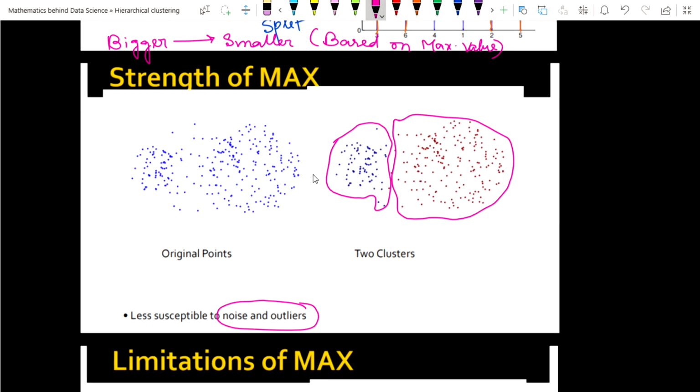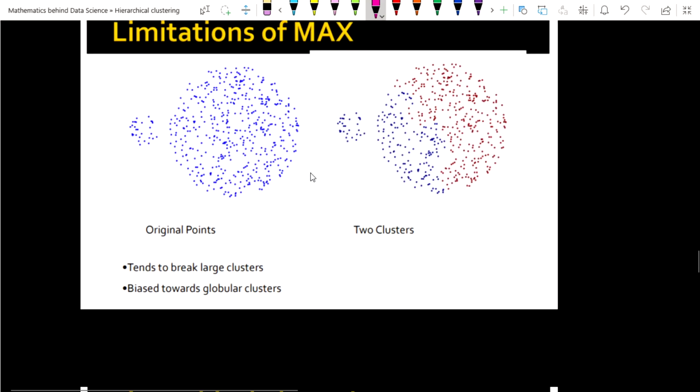And there are also some limitations. The limitation is that it tends to break a large cluster into smaller ones, based on the globular cluster concept. The globular concept comes from the globe, that is, a globe-like cluster.